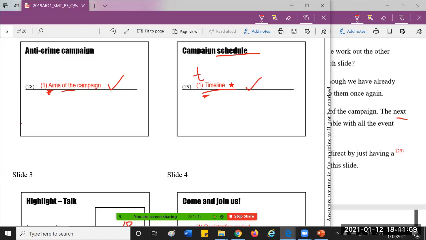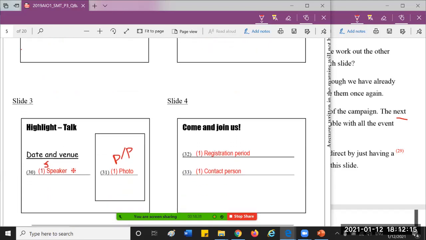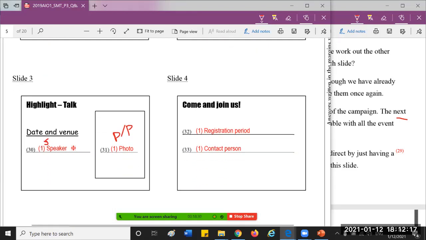28, you really need to use capital. Oh, wait. You know what? All of them can be in small letter because aims of the campaign will be written in a sentence. So it's not exactly this wording. Small letter will do. Give yourself a tick. Timeline, small letter. And then speaker will be somebody's name, so small letter is okay. Photo, small letter. Registration period can also be small letter. Contact person, small letter. Okay. So yes, give yourself a tick.